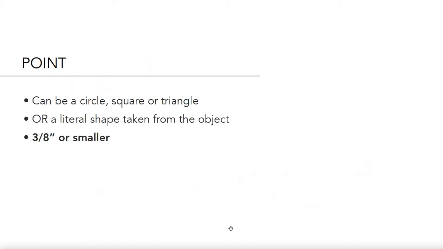All right, the next thing you're going to be doing is identifying the points, all right? What points, or small objects within your larger object, do you want to call attention to? Points can be a circle, a square, or a triangle. It can be a literal shape taken from your object. So maybe it's not a circle. Maybe it's part of a hubcap, or part of a headlight on a car. But it needs to be 3/8 of an inch or smaller. And there's a reason for that, okay?